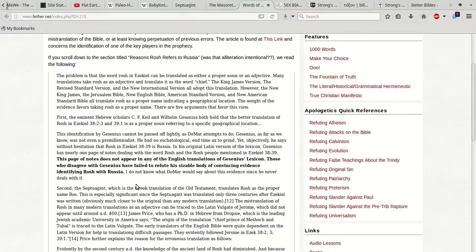We see here a whole page of notes of research by this guy. I guess you pronounce it Gesenius, something like that. A page of notes does not appear in any of the English translations of his lexicon. Those who disagree with him have failed to refute his sizable body of convincing evidence identifying Rosh with Russia. So here we see once again that simply by omitting research, people could change the meaning of the text by saying, well, this we know from antiquity referred to such and such, when in fact they left out a lot of evidence that says something else.